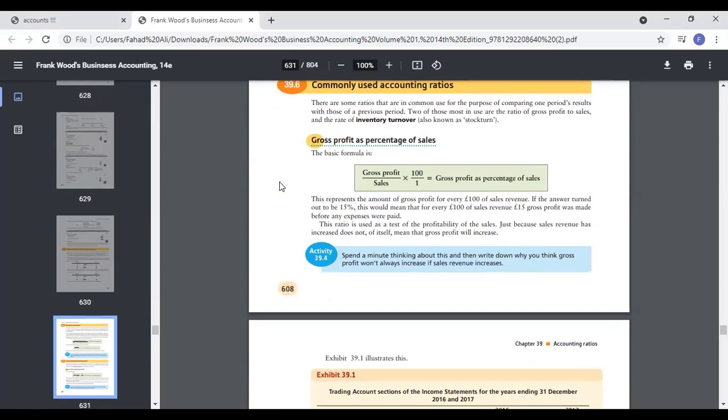Gross profit as a percentage of sales. What does it tell you? If your gross profit is this percentage of your sales, what does it provide to us? Exactly. If I'm telling you, let's suppose you have 20 out of the 80. What is this telling you? That I have this much out of the total.